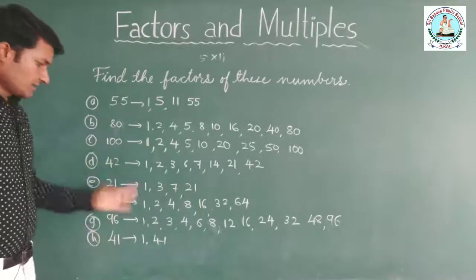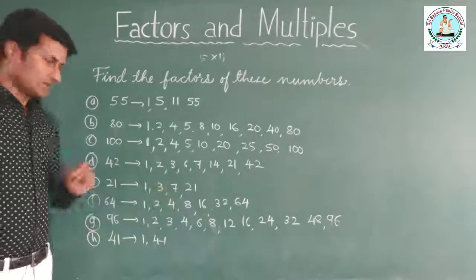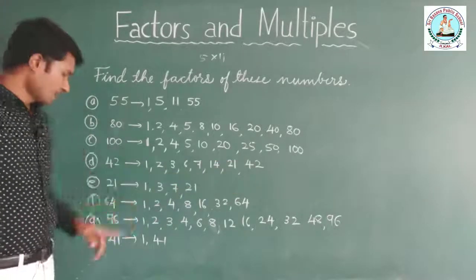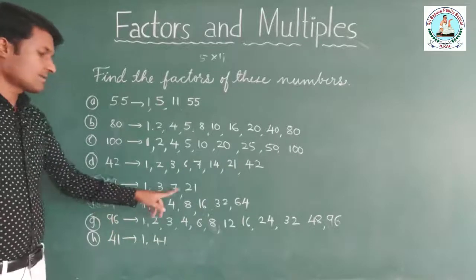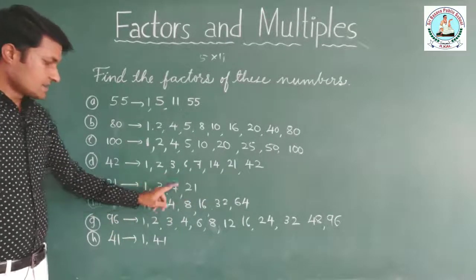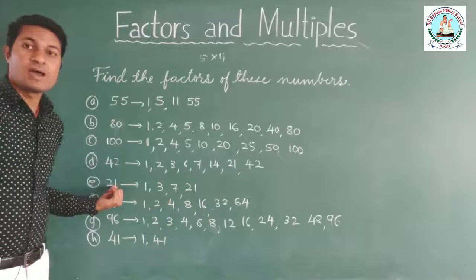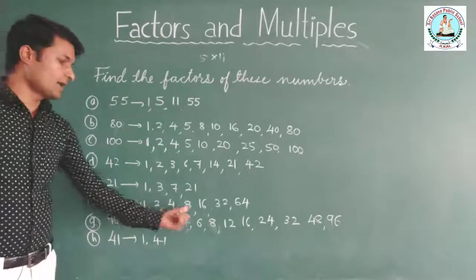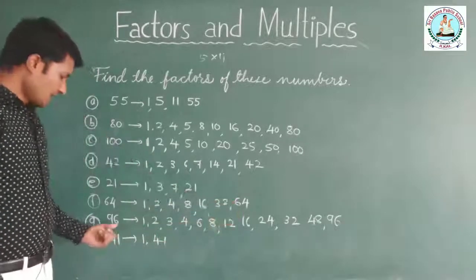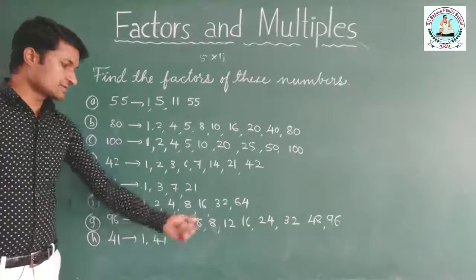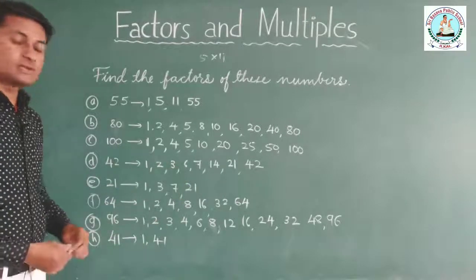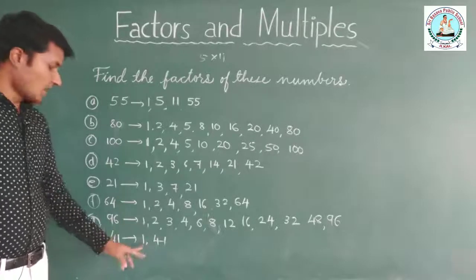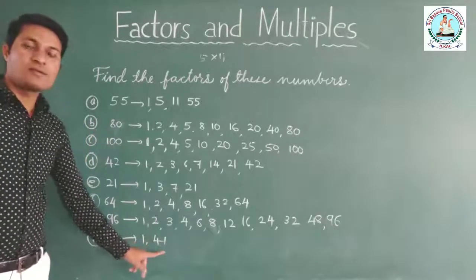Then the remaining factors of the given numbers I have already written. The factors of 42 are 1, 2, 3, 6, 7, 14, 21 and 42. And the factors of 21 are 1, 3, 7, 21, which means in these tables 21 appears. And the factors of 64 are like this: 1, 2, 4, 8, 16, 32 and 64. And the factors of 96 are 1, 2, 3, 4, 6, 8, 12, 16, 24, 32, 48 and 96. And the factors of 41 are only 2, those are 1 and 41.